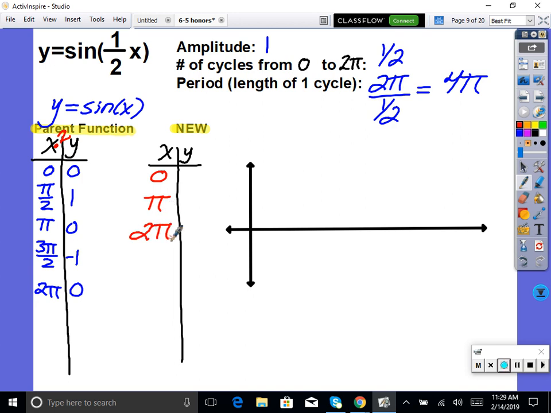3 pi halves times 2 is 3 pi. 2 pi times 2 is 4 pi. Do you guys see how that fixes it for us? And then our y values, nothing changed: 0, 1, 0, negative 1, 0. I also want to point out that we times by the reciprocal of that to our x's. We times by 2. Does everybody see that? That's always going to happen.